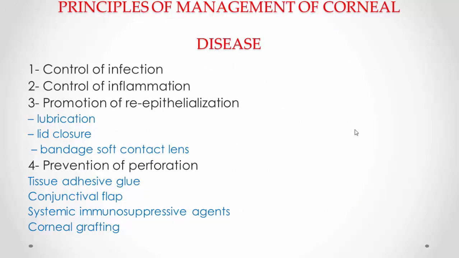Principles of management of all infectious corneal ulcerations. The first is controlling the infection by antibiotics. The second is controlling inflammation by other drugs, for example weak steroids. Third, promotion of re-epithelialization by lubrication, lid closure, and bandage soft contact lenses. And fourth, prevention of perforation by using tissue adhesive glue, conjunctival flap, systemic immunosuppressive agents, and corneal grafting.